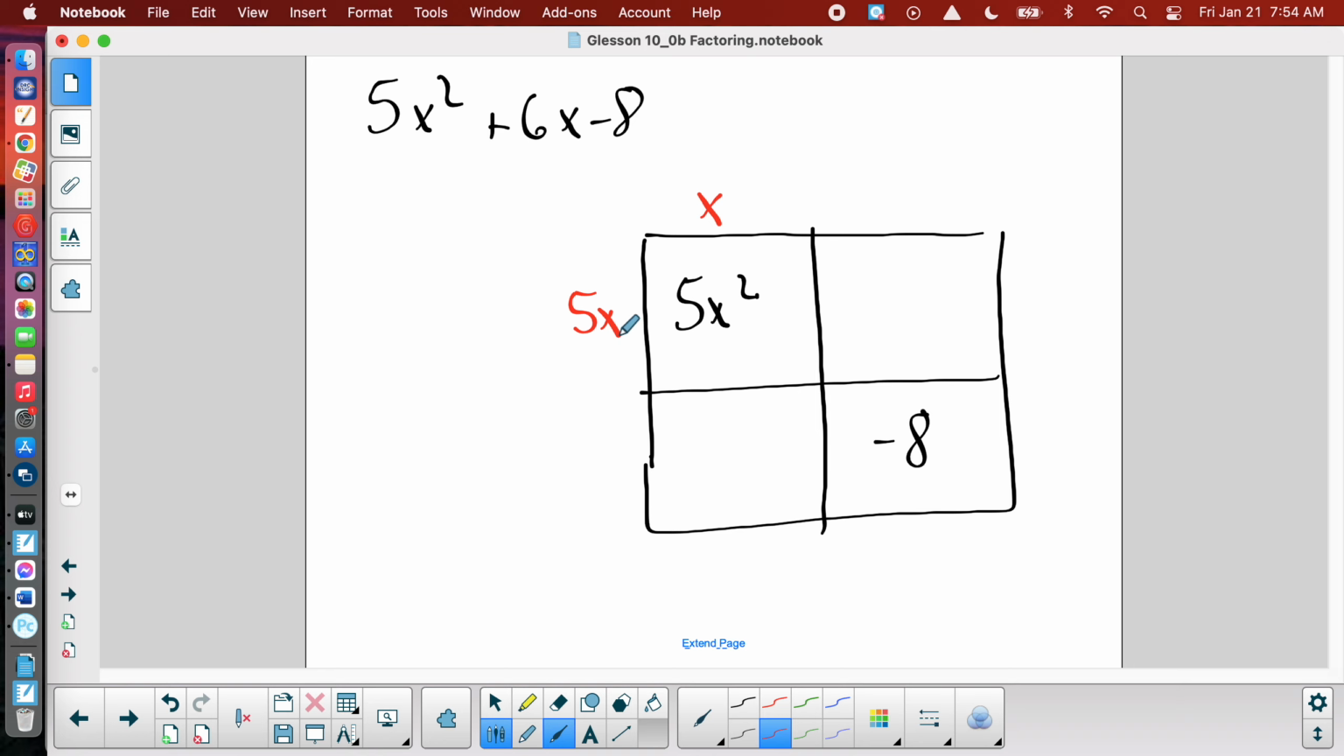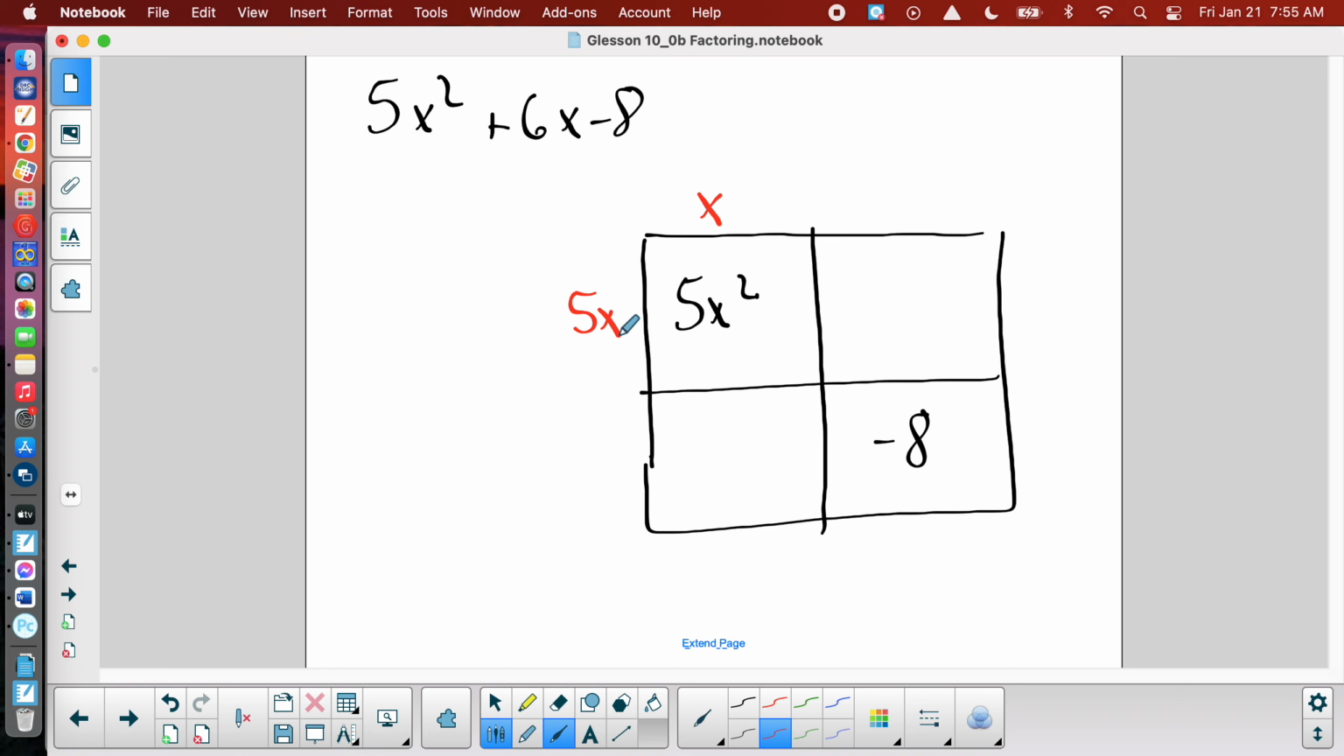Getting negative 8, I've got a lot of choices. It could be 1 and negative 8. It could be negative 8 and 1. It could be negative 4 and 2. It could be 2 and negative 4. We got a lot of combinations to get to negative 8. So we got to pick one that we think might be a good candidate. What combination do you want to start with?